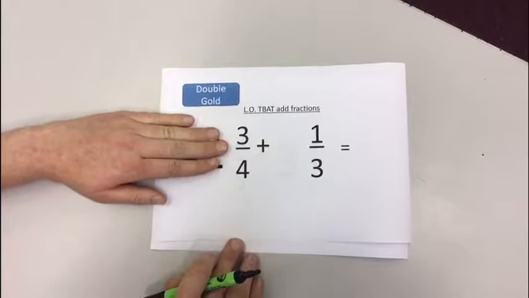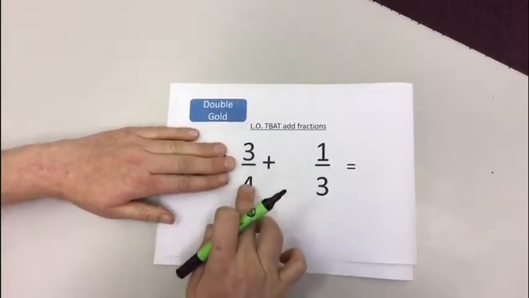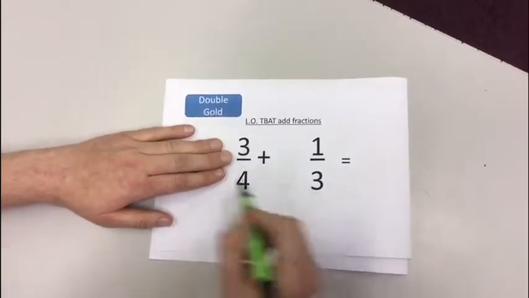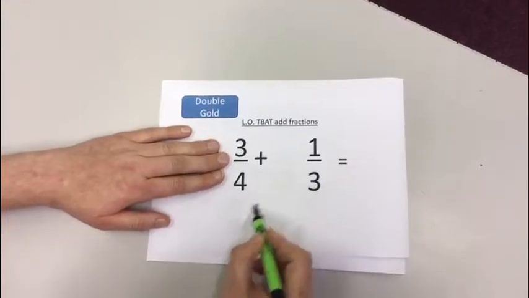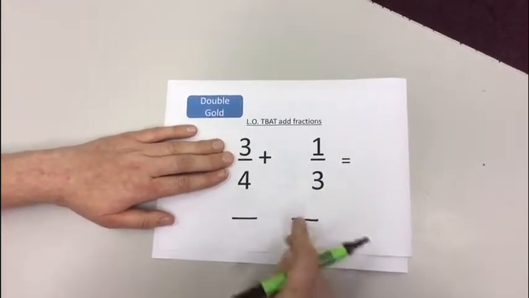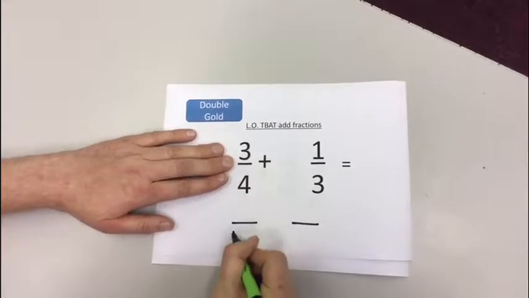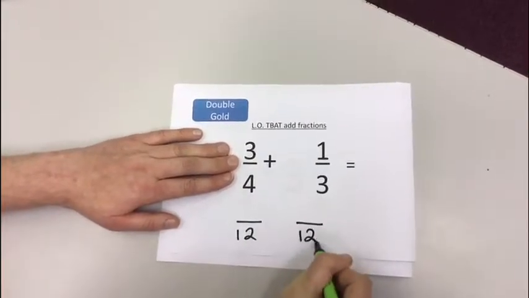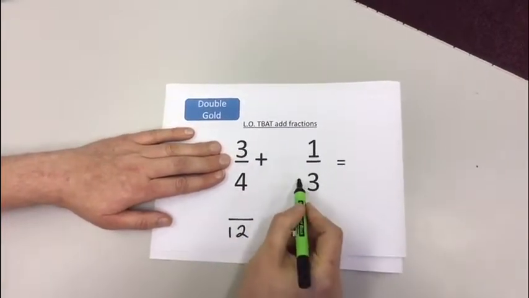I'm just going to ignore the 2 to start with. I'm going to treat this as 3/4 plus a third. Now, just like we demonstrated in the gold, we can turn these both into a common denominator, and straight away I can see 3 times 4 is 12. So I'm going to use my cross multiplication method.